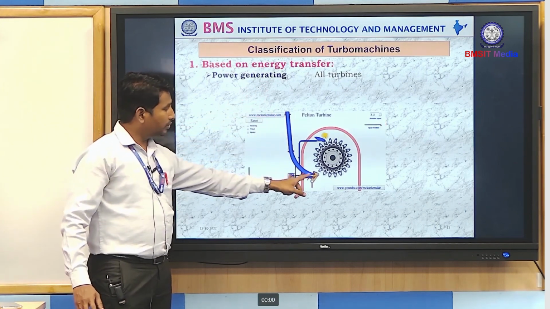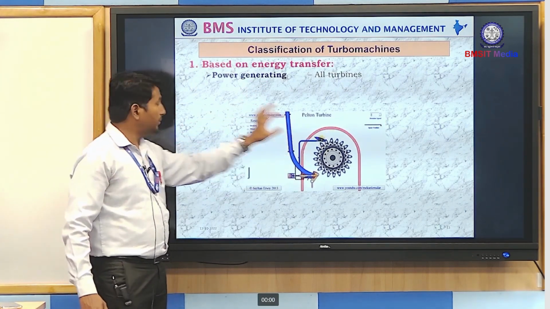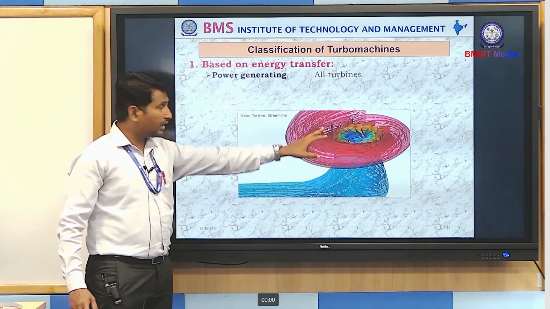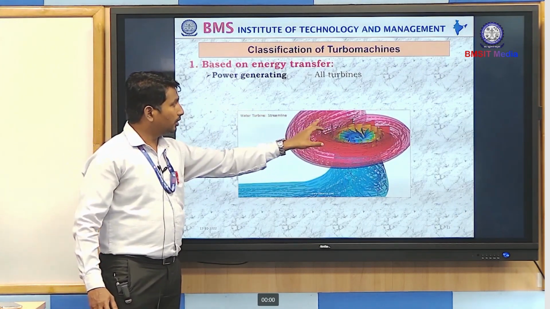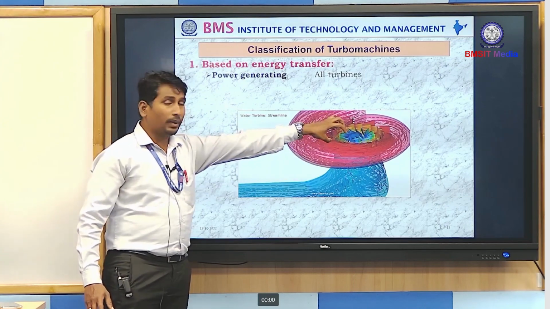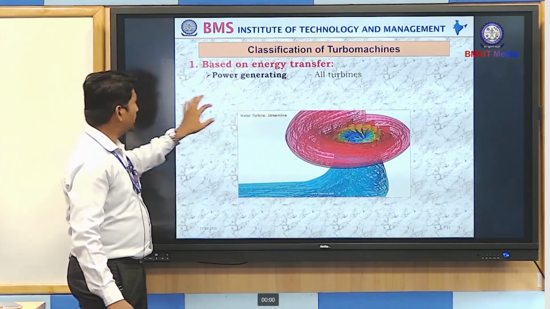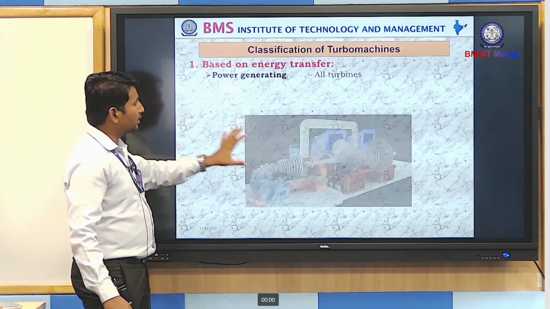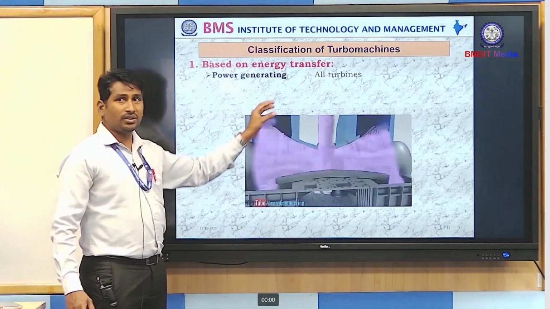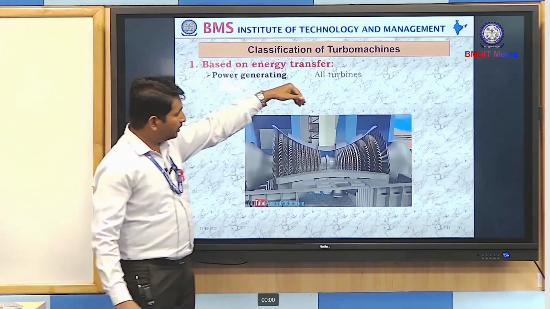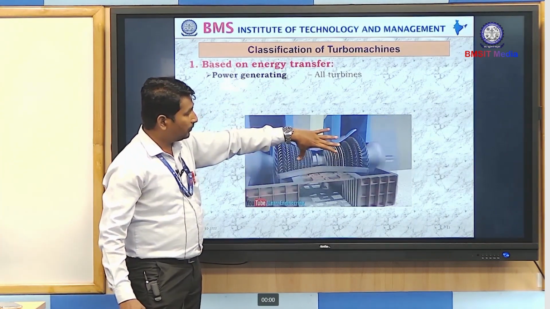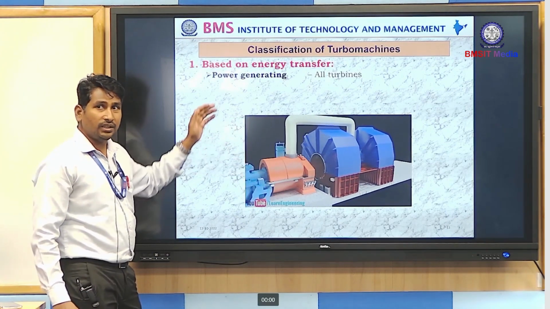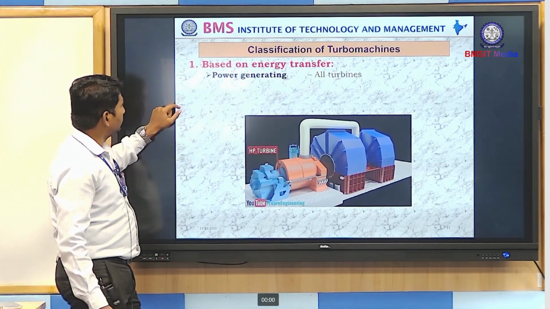The working fluid is water, so it is called a hydraulic turbine. Next example is the Francis turbine. Again the water is a working fluid. Because of the flowing of the water, the turbine blade starts rotating and power is generated. This is a power generating turbo machine. Next is the steam turbine, where steam is used as a working fluid. Because of the steam, the turbine starts rotating and power is generated. So this is also categorized as a power generating turbo machine.